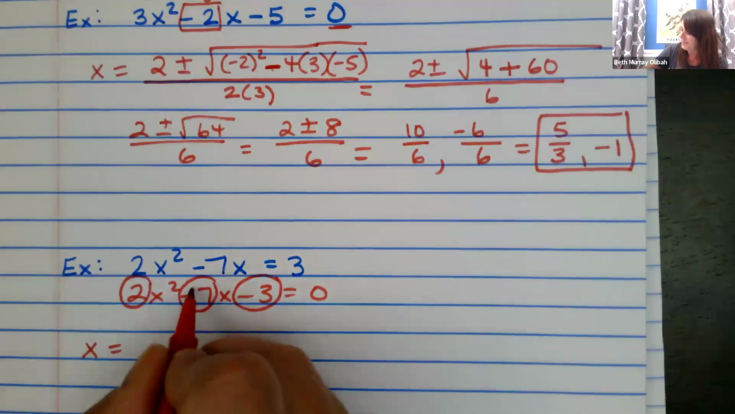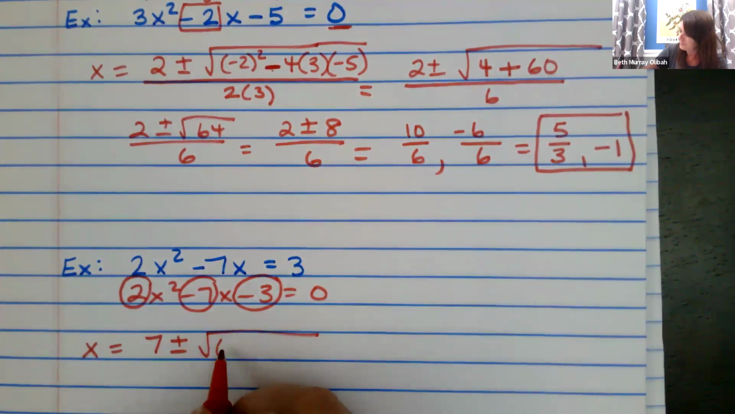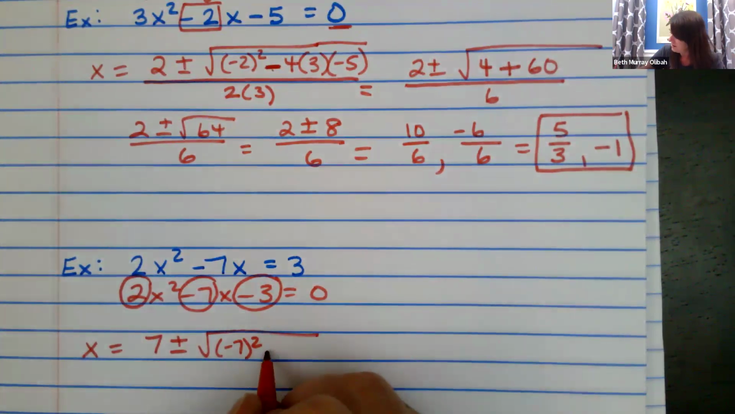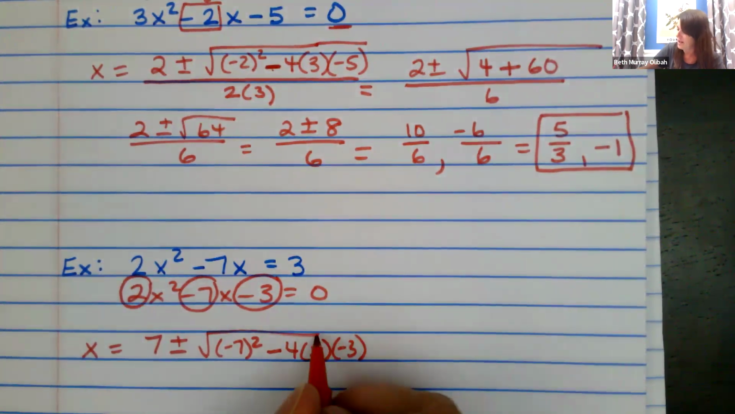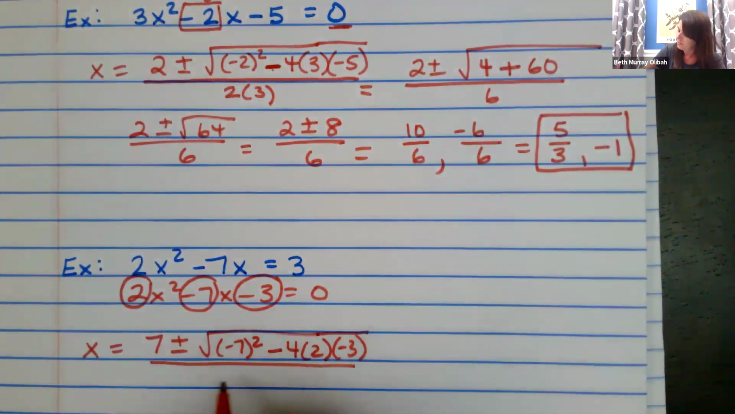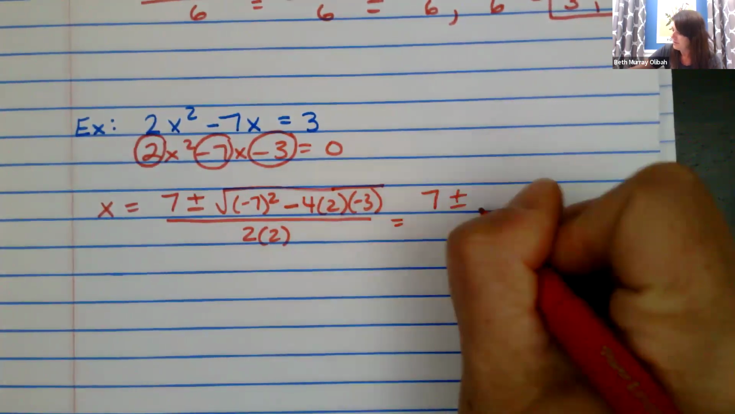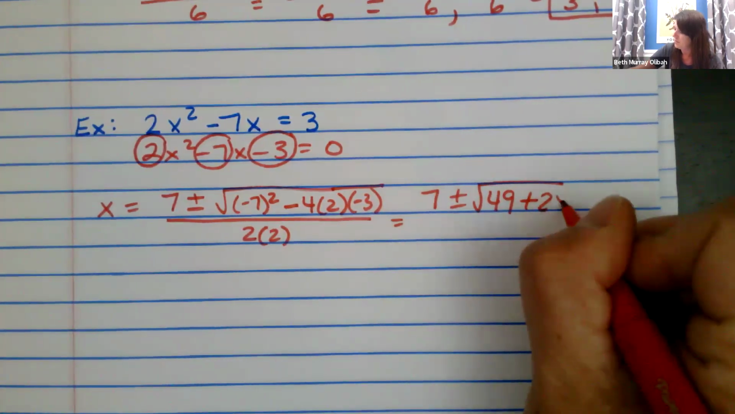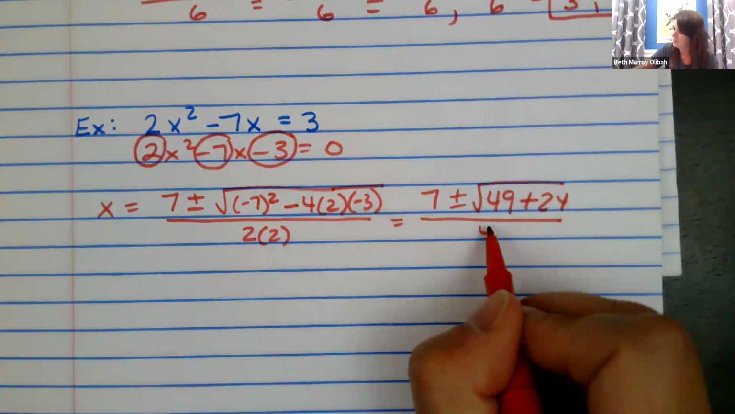X equals the opposite of B. So again, that's going to turn this positive. Plus or minus -7 squared is going to become a positive 49. Minus 4AC. So again, we're going to be adding in here. All over 2 times A, which is 2 this time. So 7 plus or minus, we have 49 plus 24, because that's really an 8 times 3, all over 4.